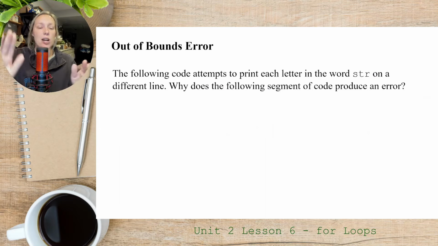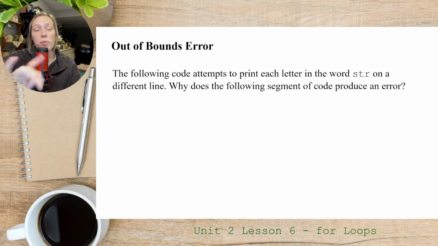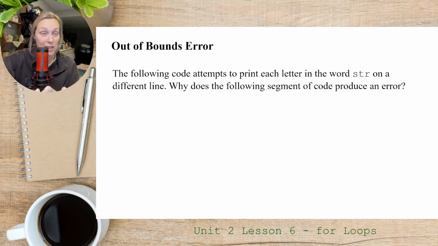Okay, let's talk about a type of error that can occur when you are working with for loops. It's called an out of bounds error. We'll be talking about this more in the next lesson as well when we work with string algorithms and for loops. But this is going to be our first code segment that deals with for loops and strings. So the code I'm about to show you attempts to print each letter in the word str on a different line. Why does the following segment of code produce an error?